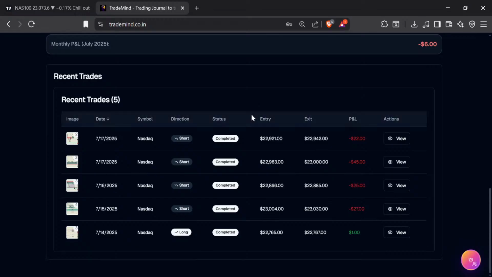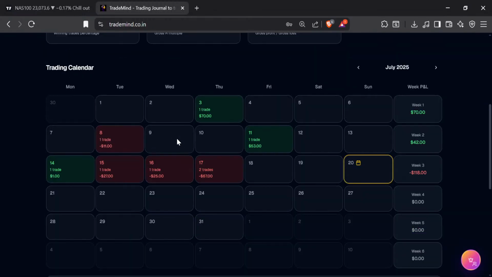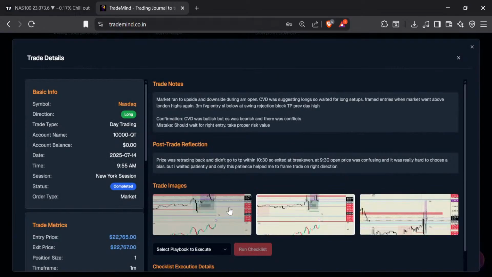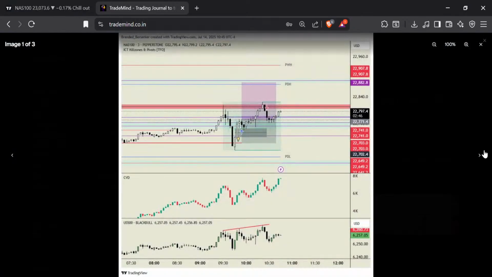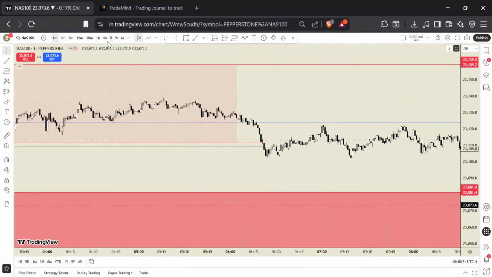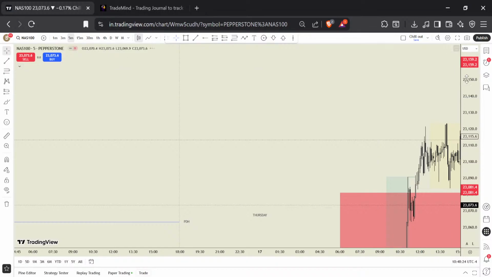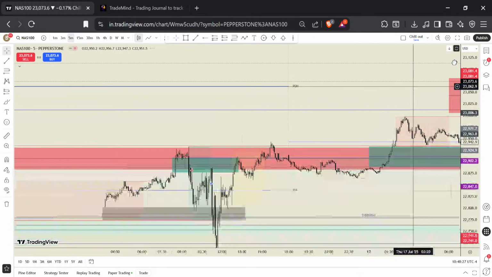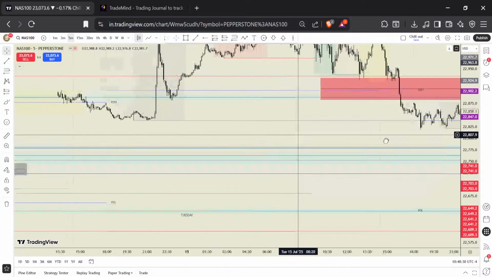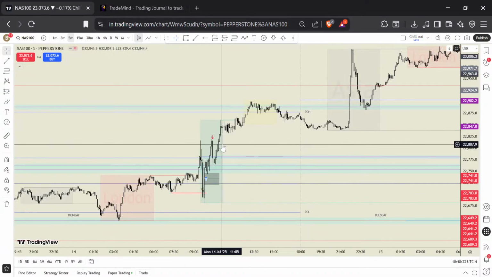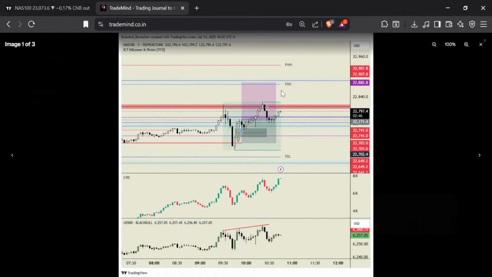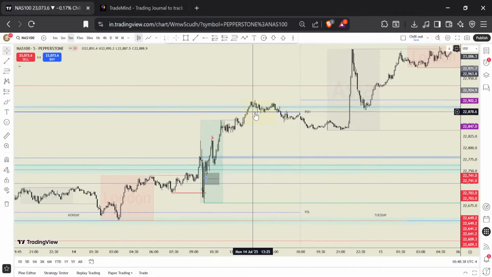Let's see what happened. Okay, I went break even. Actually, if I'm not wrong, let me just check what happened Monday. I think the market went up on Monday. My TP would have been hit. I think my TP is in this area. Yeah, this was where my TP is.